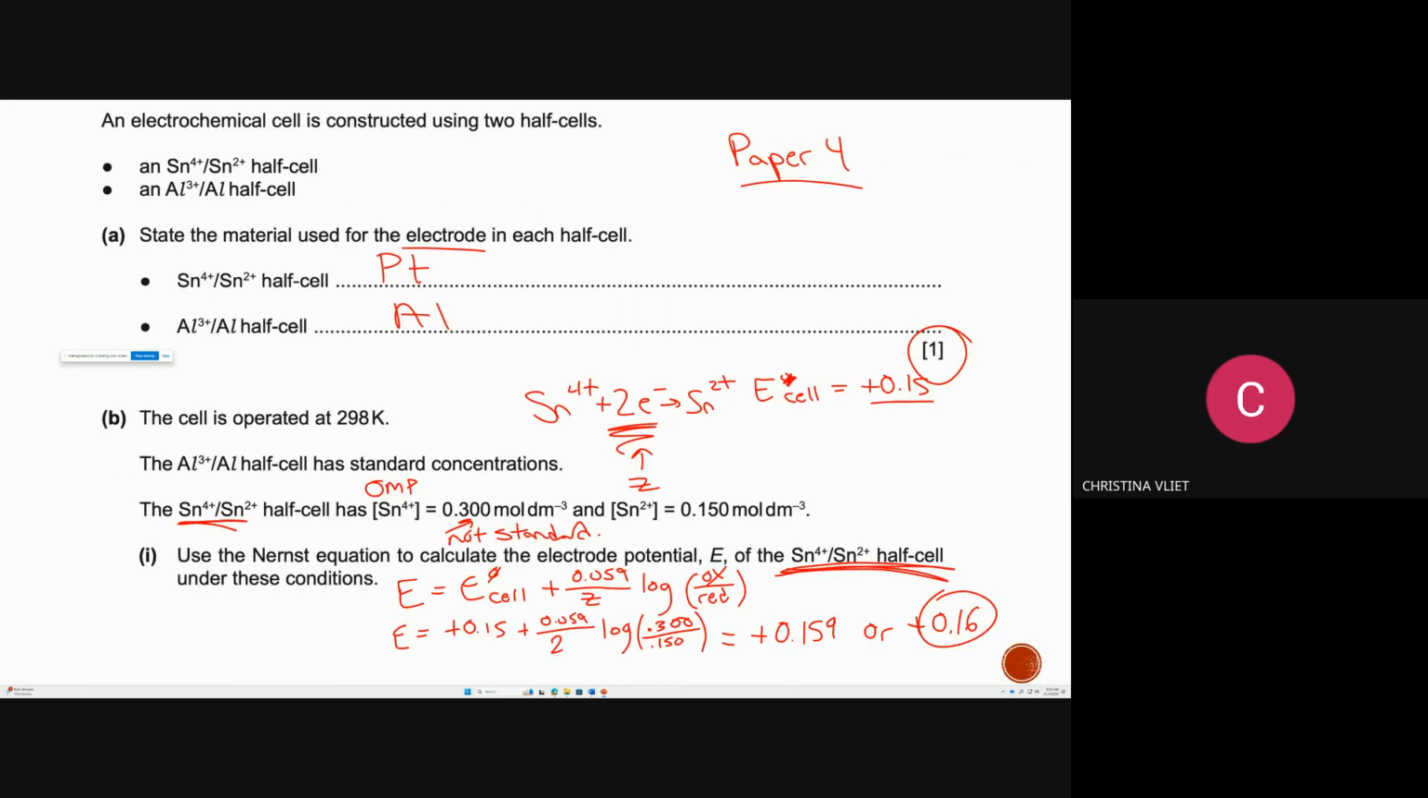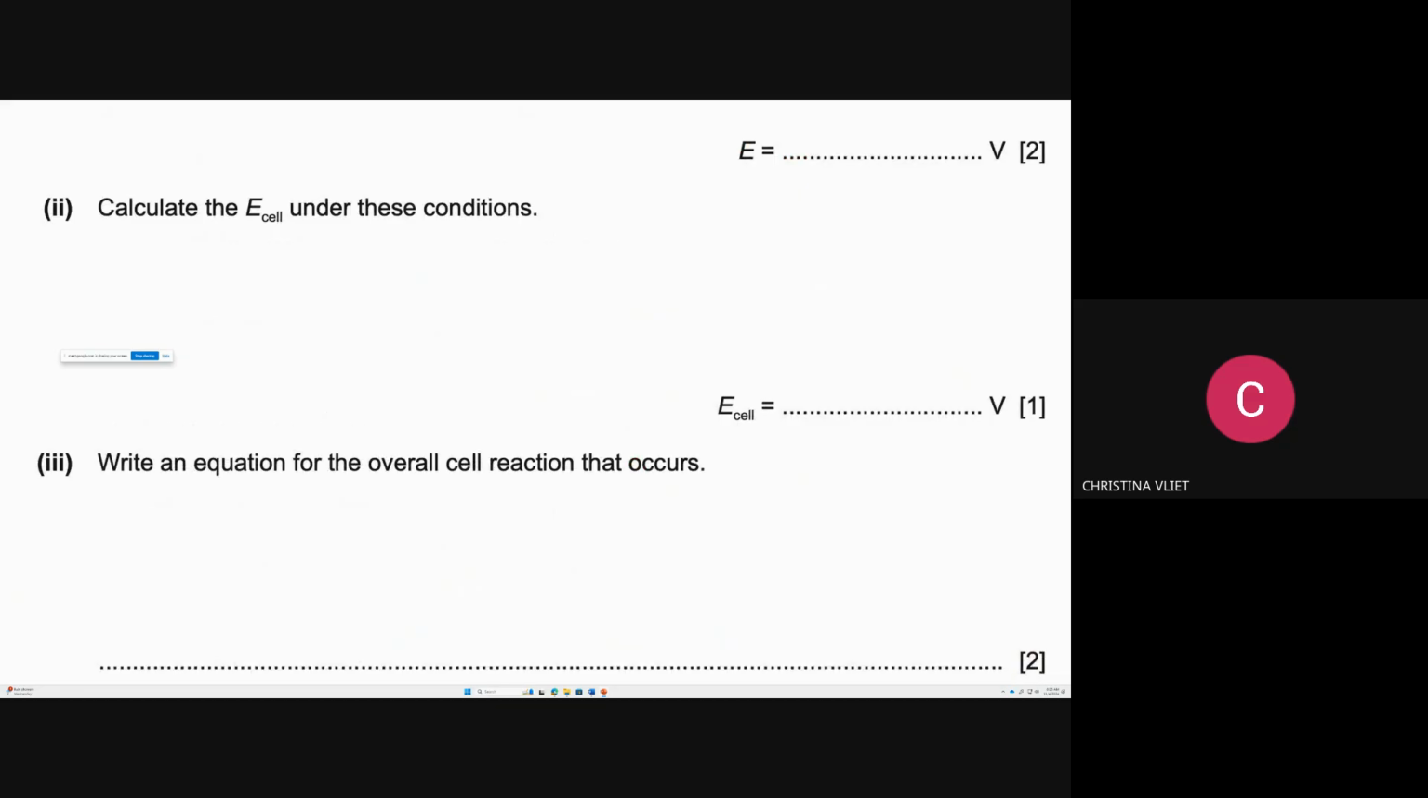So this is my non-standard E cell for tin. This is E cell for Sn4+ to Sn2+ at these new concentrations, right? So now we're going to move forward, and the question is going to ask us, what is the E cell under these conditions? Can we figure that out? We know that the Sn4+ to Sn2+ is positive 0.16 volts. What was the other part of the half cell?